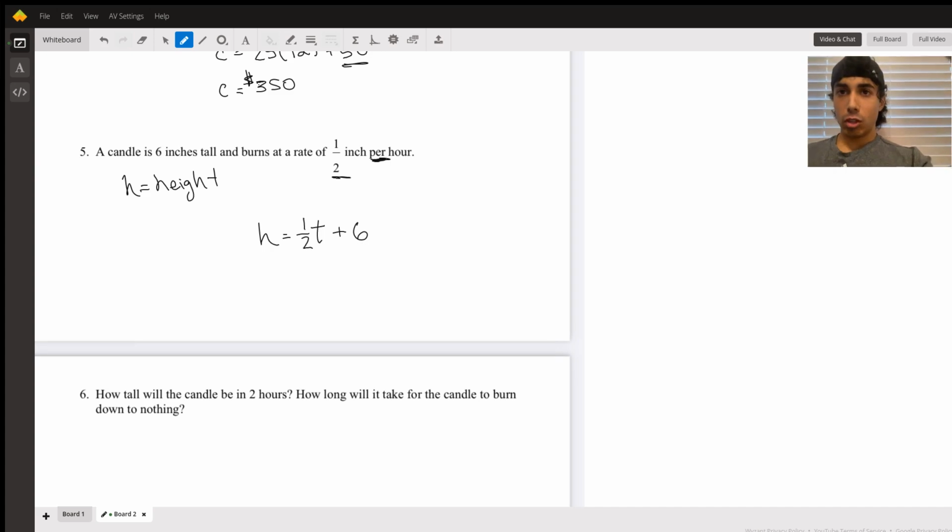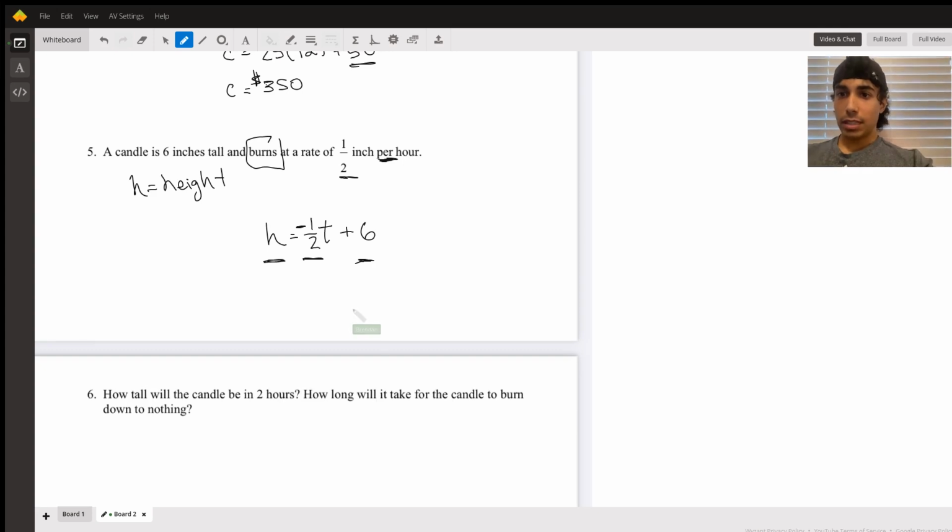Okay? So again, if I want to read this, I would say the height of the candle is negative 1/2 inch per hour plus the 6 that we started with. Notice that negative. Negative is super important because it's burning, so the height is going down. It's not getting taller by a ½ inch per hour. It's getting smaller. So I am going to be subtracting 1/2 inch every hour.